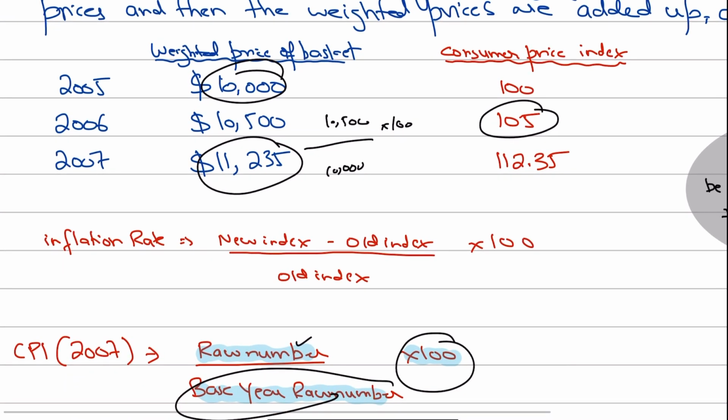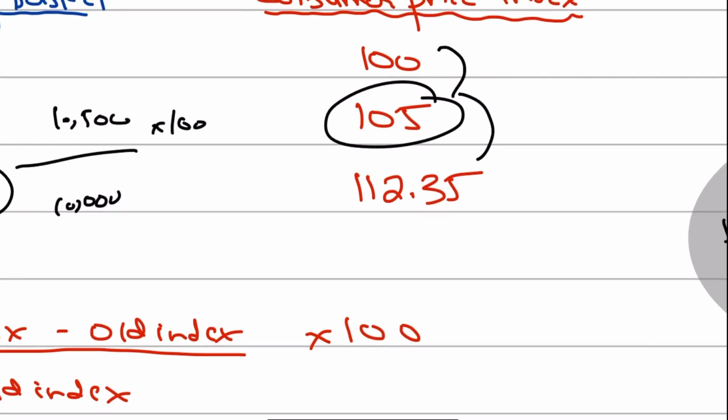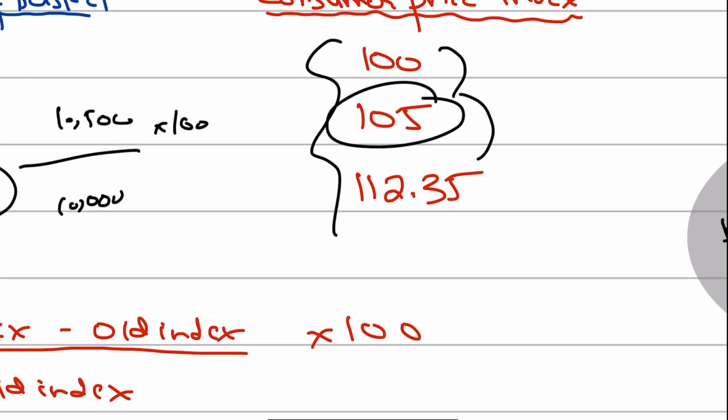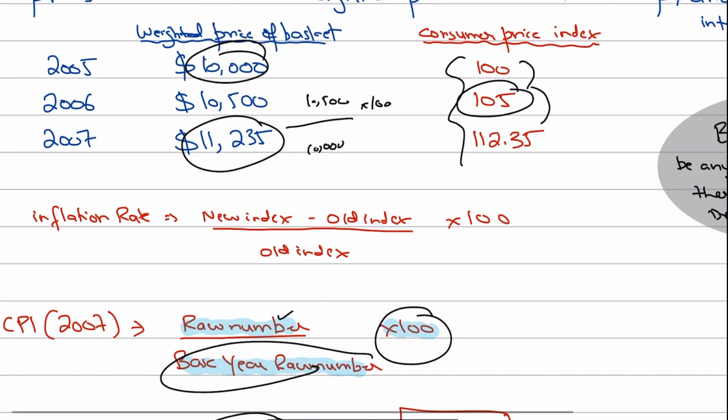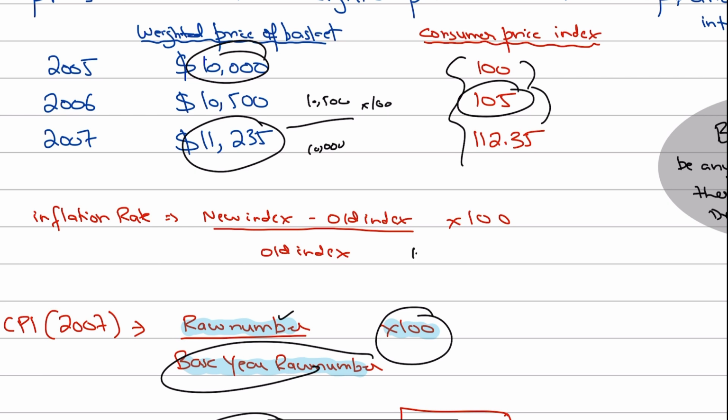Now, first of all, we can see that the CPI is rising from 100 to 105 and then 112.5. So these three numbers are quite simple and easy to calculate. If you want to calculate the inflation rate, the formula is new index minus old index, divided by the old index, multiplied by 100. So if you want to calculate the inflation rate in 2006, the index is 105 minus the old index in 2005, 100, divided by 100.